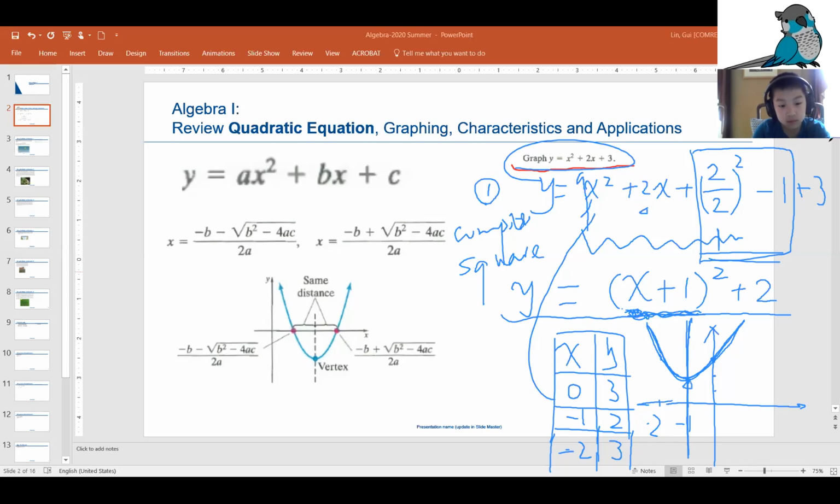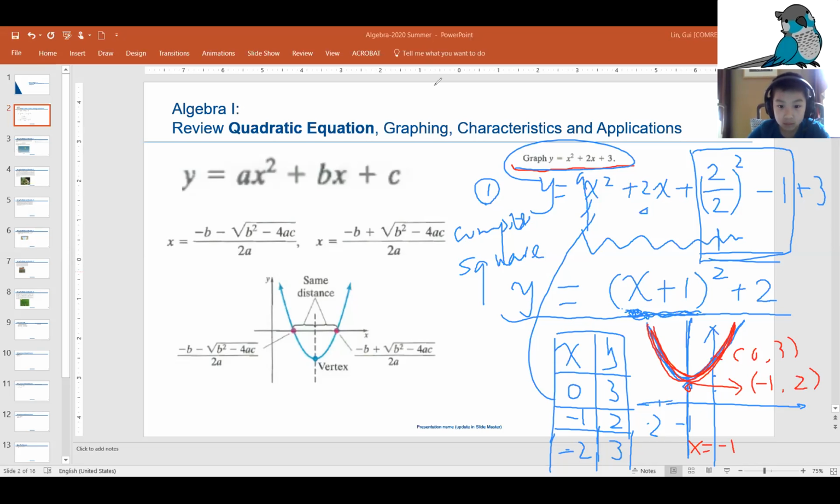And what's the vertex? X equals -1 is the axis of symmetry. What's the vertex? Here is -1, 2, right? And the mouth is open up. All right, so you can get this one quickly. And what's the y-intercept? 0, 3, right?